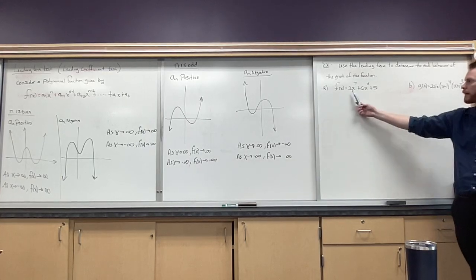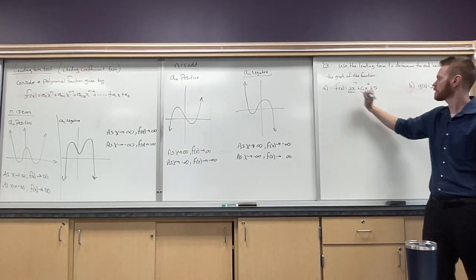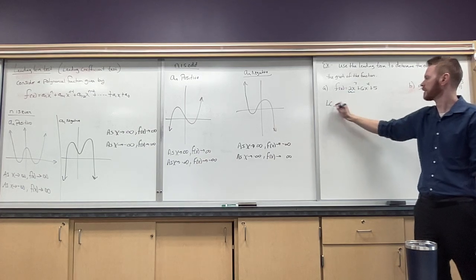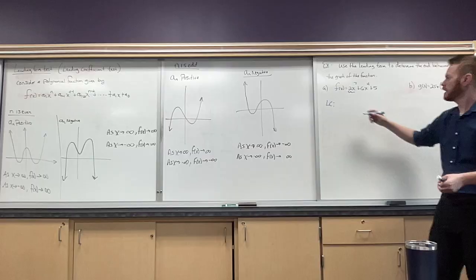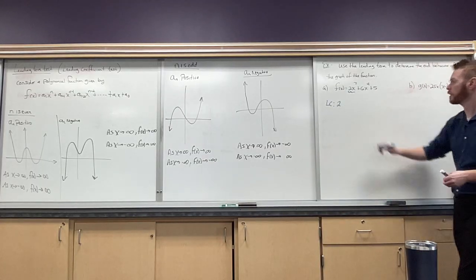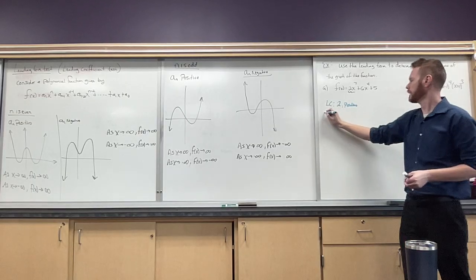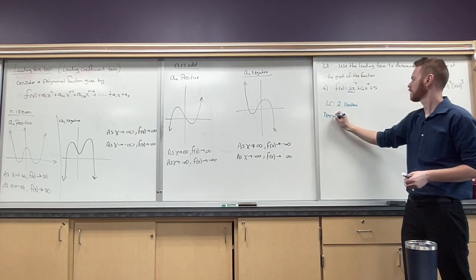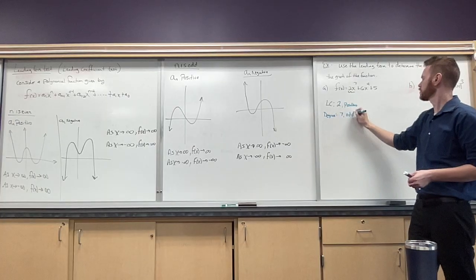Our leading term has to have the largest power. So that's this guy, right? So that's my leading term. I'll call it LC. I'll just abbreviate it. Okay. And we can see that my leading coefficient is going to be a 2. So it's positive. Now my leading degree is 7, which is an odd degree.